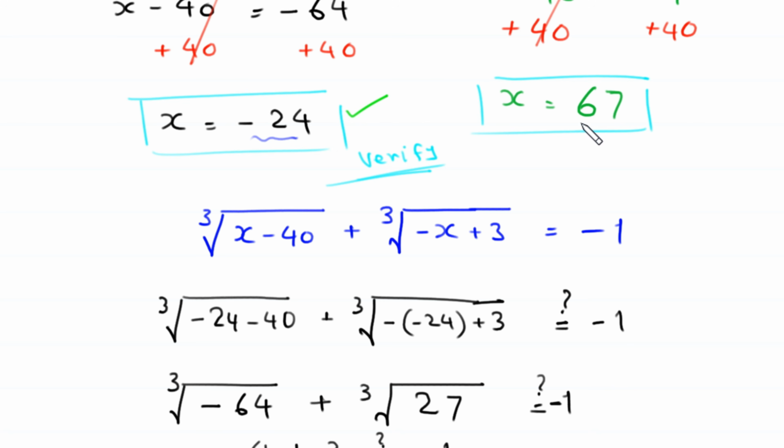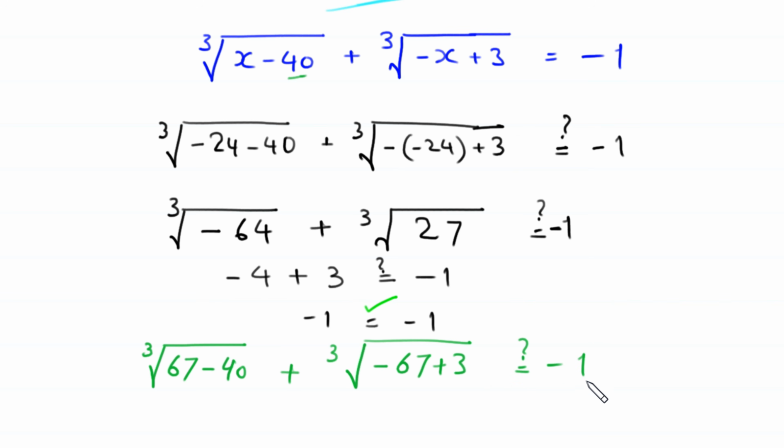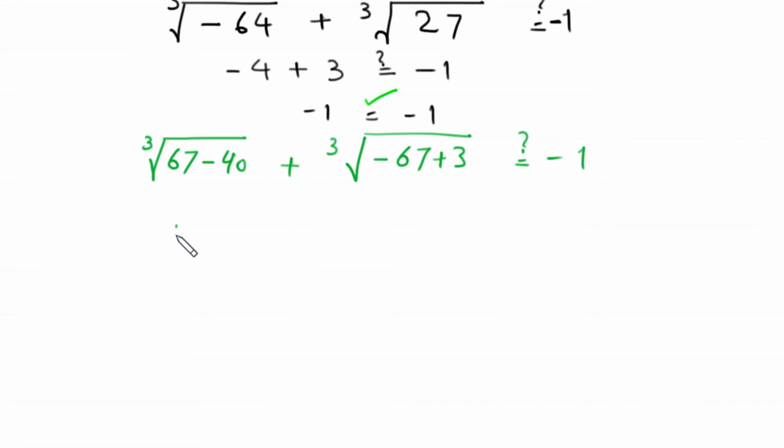Now when x is equal to 67, then this equation will become cube root of the value of x, which is 67 minus this 40, plus cube root of negative value of x, which is negative 67 plus this 3. Is it equal to negative 1? Next, cube root of 67 minus 40 will become 27, plus cube root of negative 67 plus 3 will become negative 64. Is it equal to negative 1?